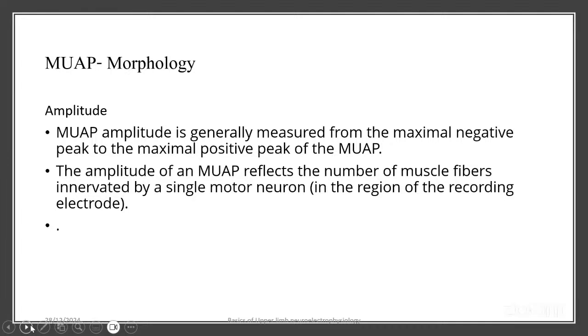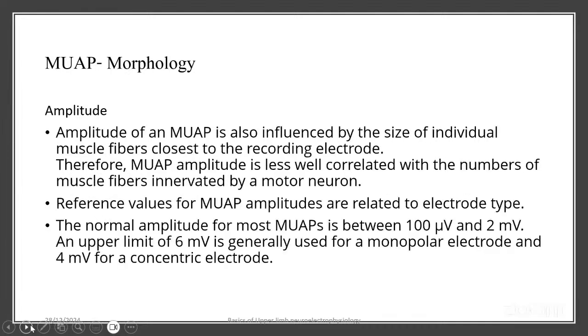The amplitude is generally measured from the maximal negative peak to the maximal positive peak, the peak to peak. Amplitude of MUAP reflects the number of muscle fibers innervated by a single motor neuron in the region of the recording electrode. Amplitude is also influenced by the size of the individual muscle fiber closest to the recording electrode. Therefore, amplitude is less well correlated with the number of muscle fibers innervated by a motor neuron.